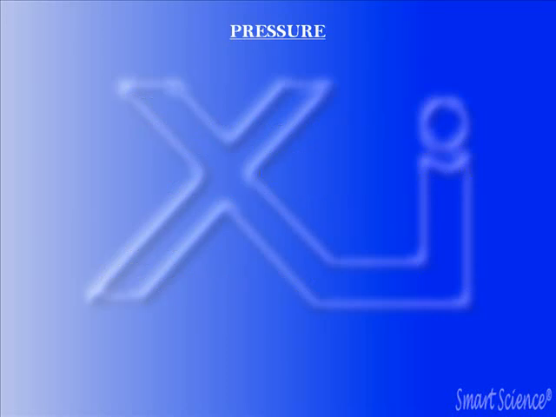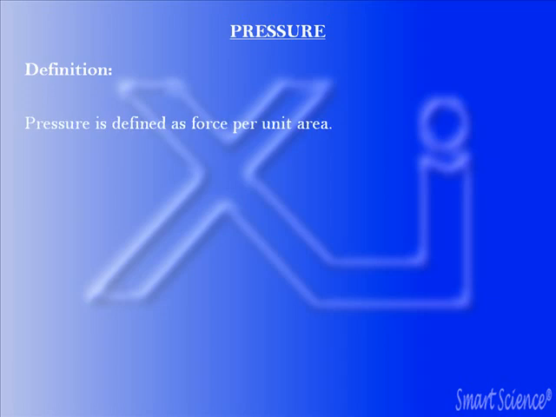Then we come to pressure. Pressure is defined as force per unit area. That means the force acting perpendicularly on a unit area is what is defined as pressure. Mathematically, it is given by the formula pressure equals force over area. So the force acting over a particular area is what we call pressure. So dividing the force by the area will give you the particular pressure acting on that area of an object.